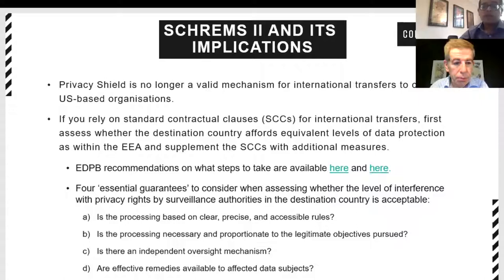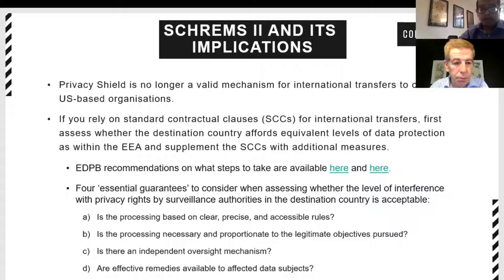Also, if the conclusion of your adequacy assessment is that a proposed international transfer can't be undertaken without undermining the SCCs, then you simply shouldn't proceed with the transfer. You'll also need to keep the situation under regular review.